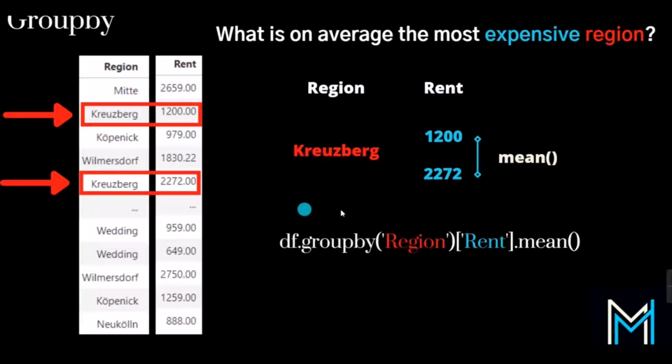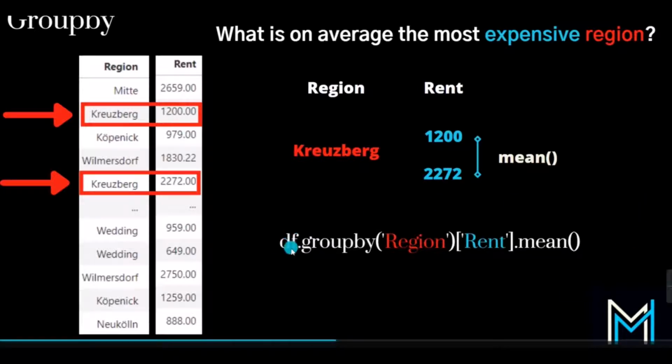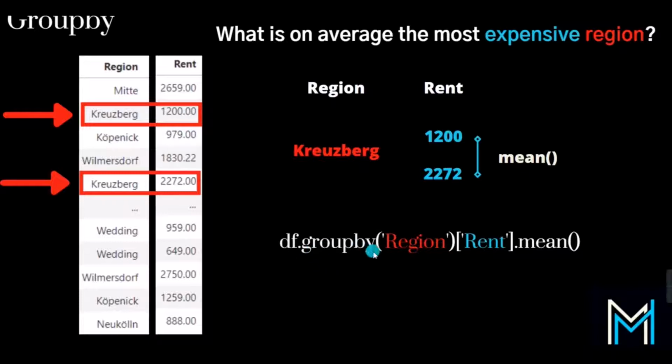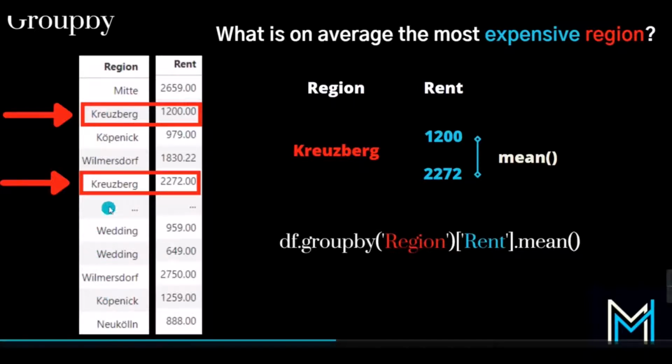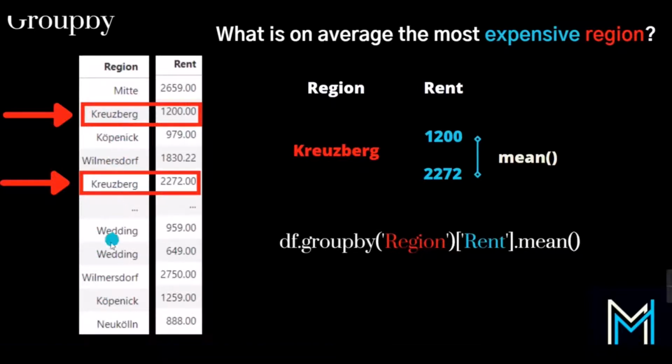And the code will be like this. This is your DataFrame, this is your Groupby, which is the function that we are using here. Region is what we want to categorize by, according to their rent. And please notice that the region is not a numerical variable. As you can see, it's categorical. They are just names of the regions. And we want to calculate the average of their rent. So this is the numerical variable that we have, and we can calculate its average.